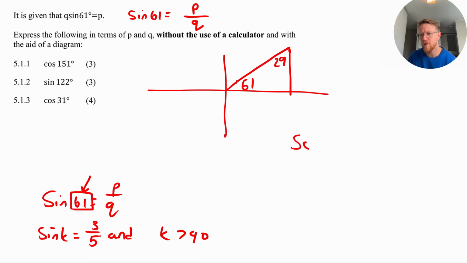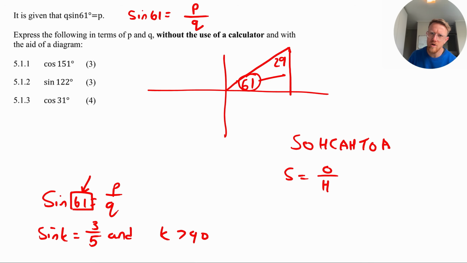So we know that from SOHCAHTOA, sin is opposite over hypotenuse. So the opposite of this would be there. So that would be the P. And then the hypotenuse is there. So that would be the Q.